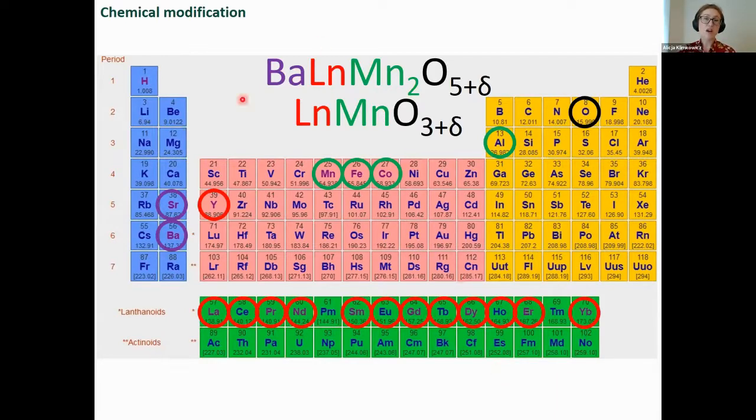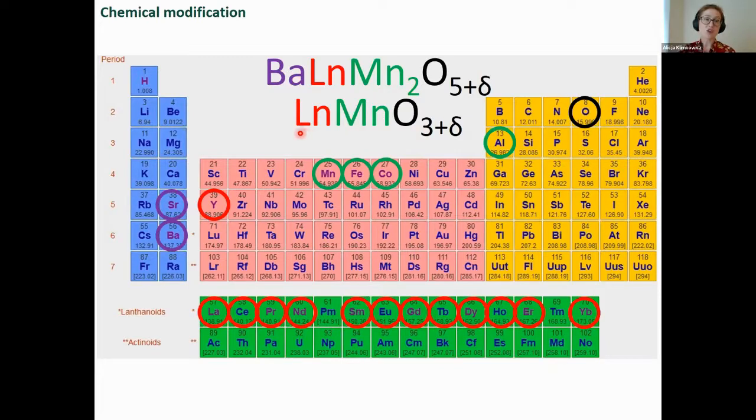So here you have the chemical composition for both of those groups of compounds. You can see that they both contain oxygen, with the delta indicating oxygen non-stoichiometry. This is the oxygen that we can incorporate into or release from the structure. The materials that I will be talking about today are both based on manganese, and the redox reaction is going to occur there. In that case, manganese changes its oxidation state to allow oxygen into the structure.